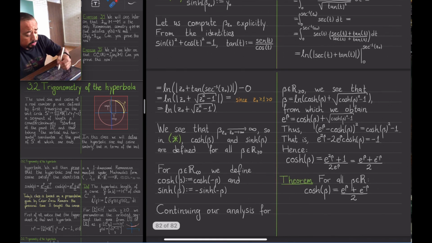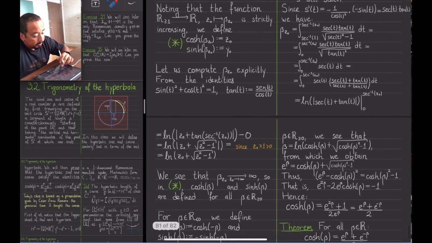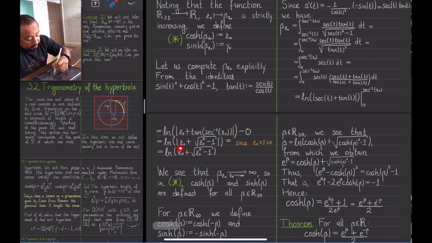Okay, so now let's continue our analysis for positive real numbers. So what we have is that then beta, since z0 is defined to be the hyperbolic cosine, beta is equal to the logarithm. You see here, I just substitute, right? Instead of z0, I write the hyperbolic cosine. Okay, and you see here we have this natural logarithm. So we can take the exponential, and when we take the exponential, the natural logarithm cancels.